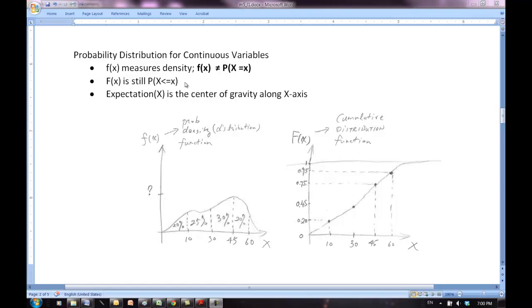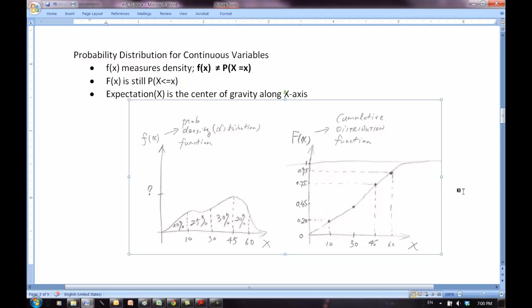And the cumulative distribution function for a continuous variable is still defined in the same way, which is the probability of x taking on a value that is less than or equal to a particular value. And we can use this example to show how we derive the cumulative probability for every single point on this x-axis.